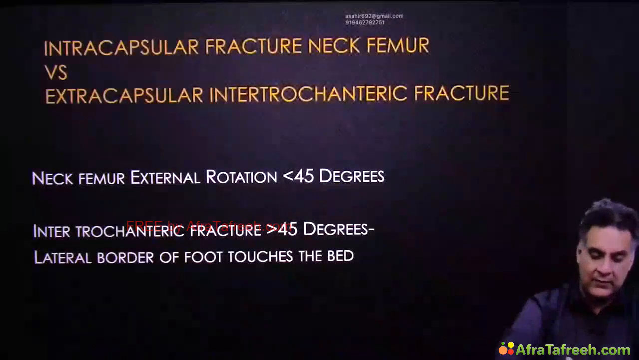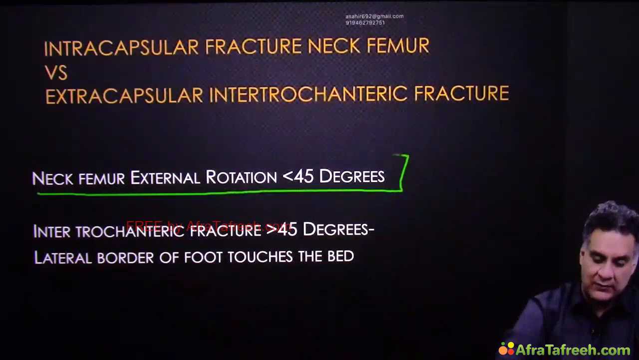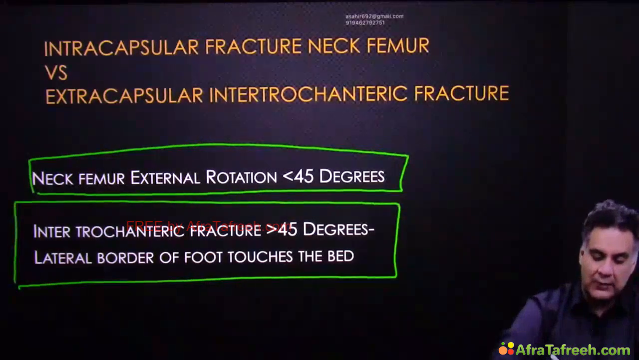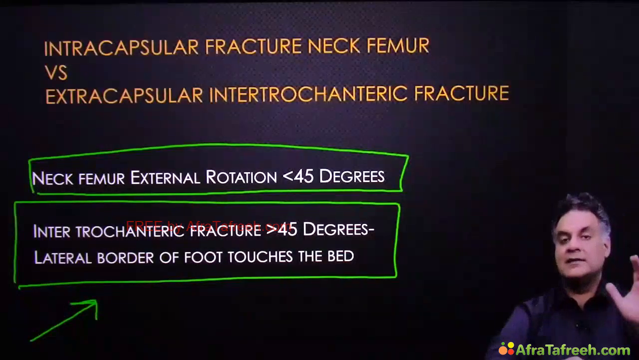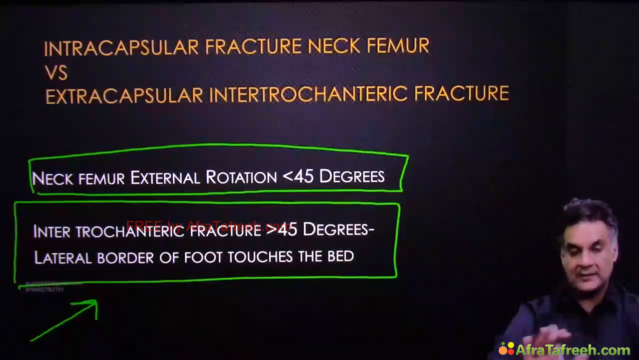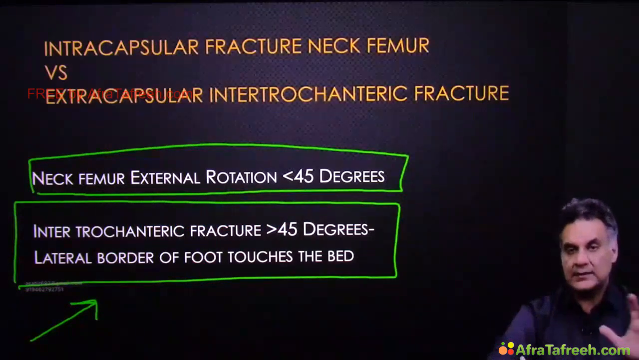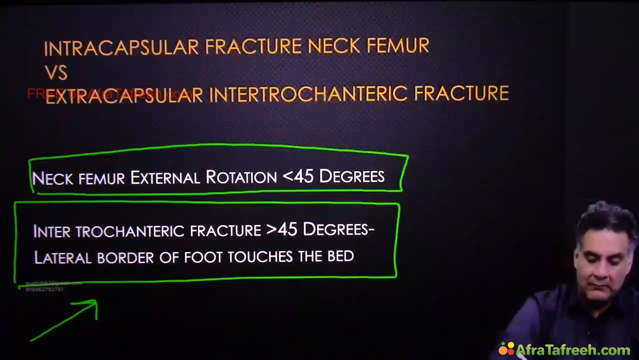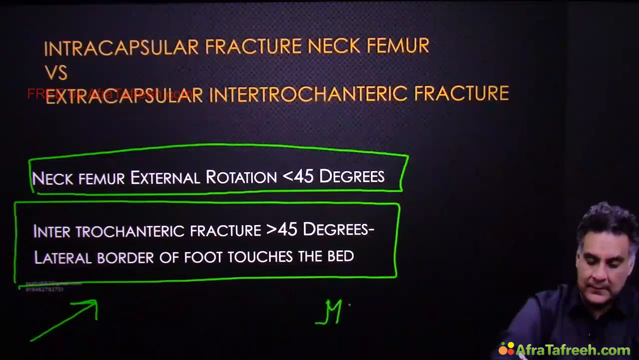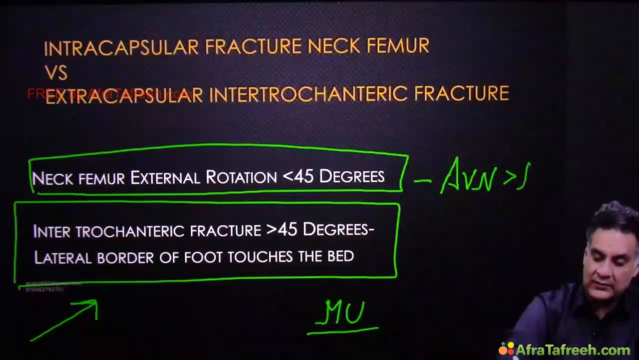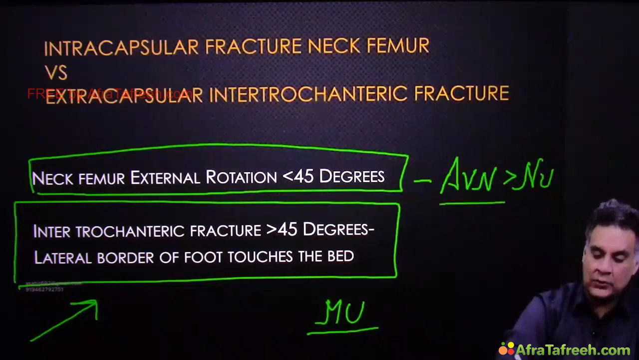So in neck femur, the external rotation is less than 45 degrees. Intertrochanteric is more than 45 degrees. Classical point, the lateral border of the foot touches the bed. Classical. So intertrochanteric fractures are known for malunion. Neck femur fractures are known for avascular necrosis more than non-union.